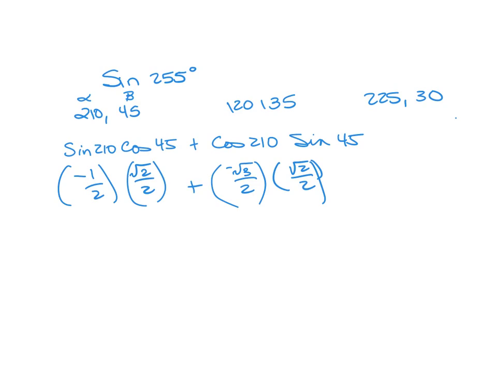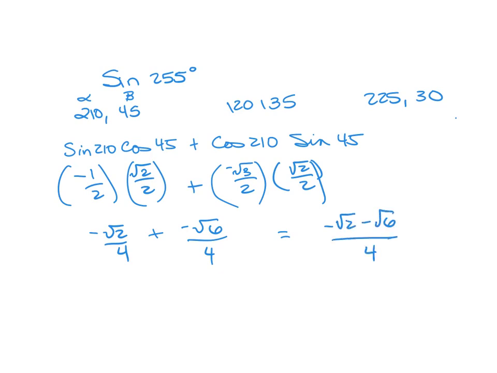Okay, so we've got negative 1 times root 2, which is negative root 2 over 4, 2 times 2, plus negative root 3 times negative root 2, which is negative root 6. You see it? Over 4. You've got a common denominator, so this is equal to negative root 2 minus root 6 over 4.